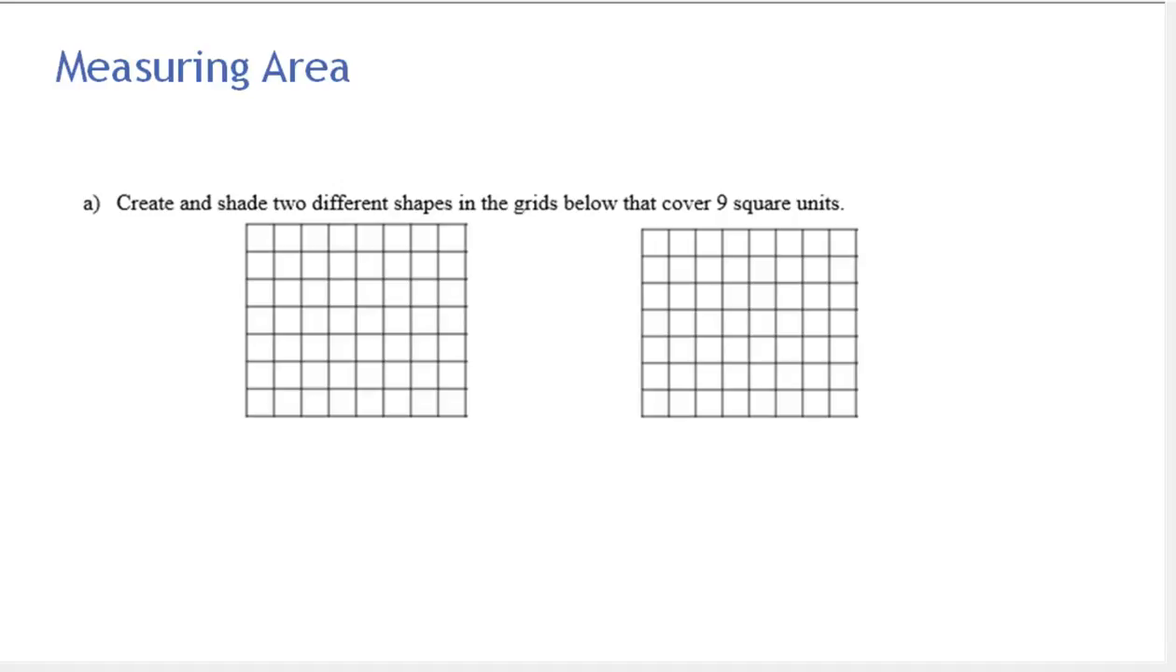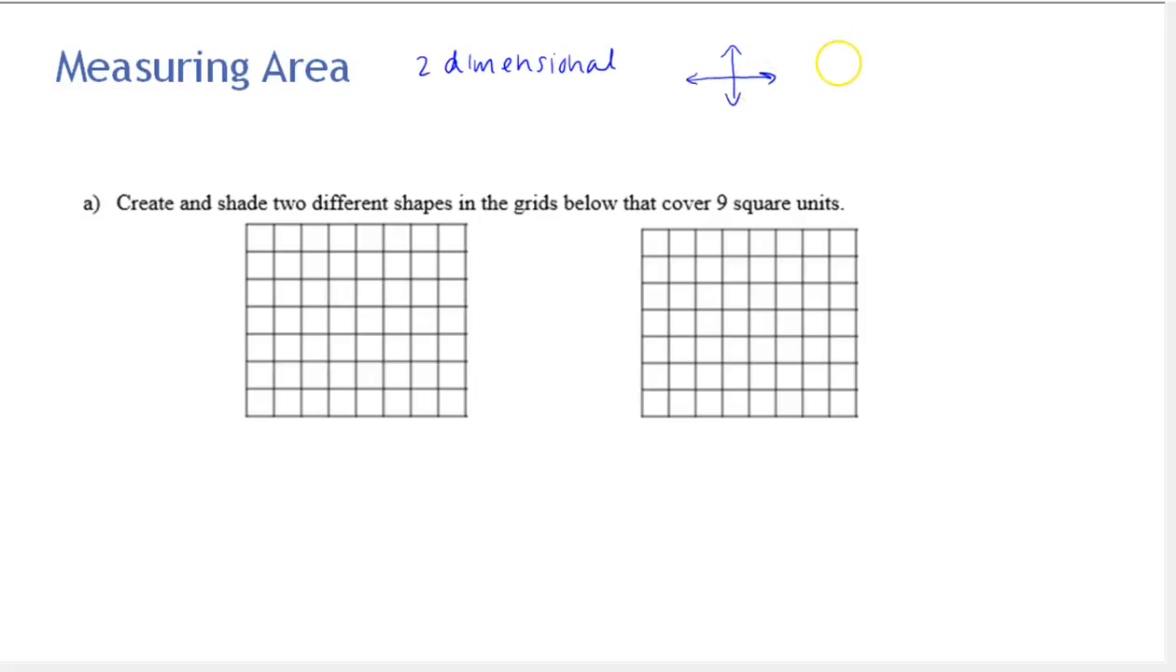In this video, we're going to practice measuring area. So remember, area is a two-dimensional measurement. And what that means is that we could move in two different types of directions. So we could go up and down, and we can go right and left.